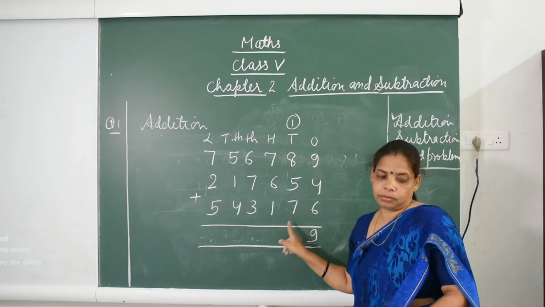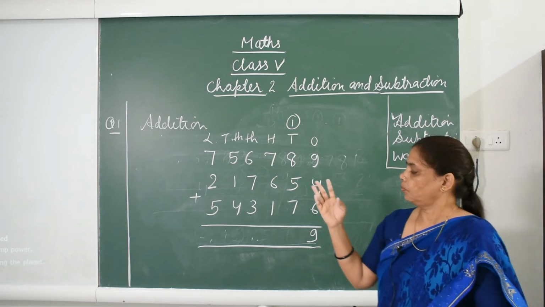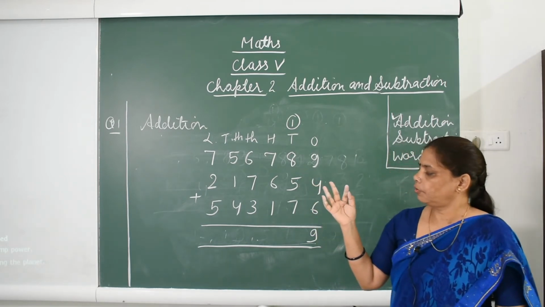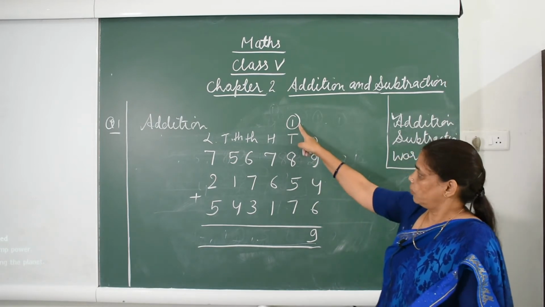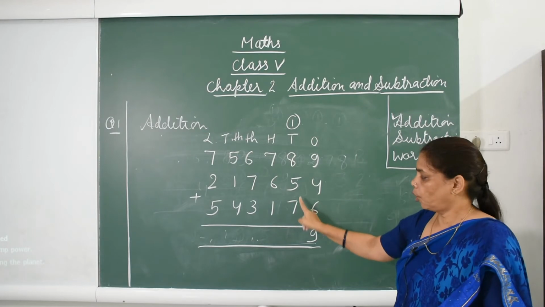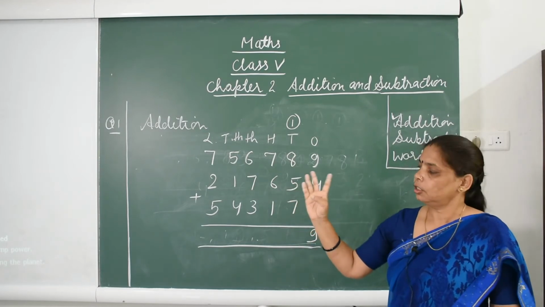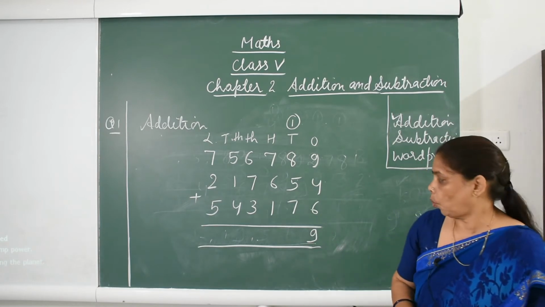14 plus 7, 7 here: 14, 15, 16, 17, 18, 19, 20, 21. 8 plus 1, 9. 9 plus 5, 14. 14 plus 7: 15, 16, 17, 18, 19, 20, 21, 22.